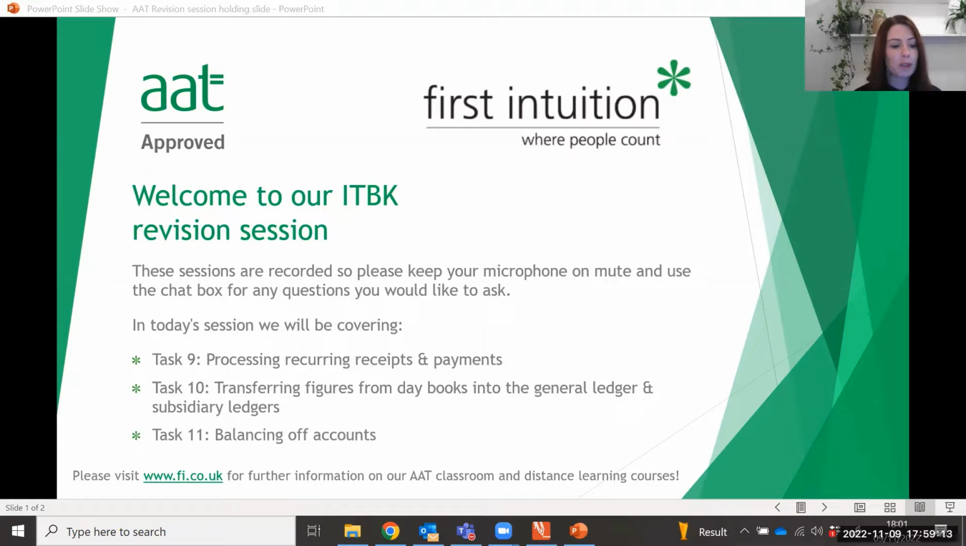So this evening, we're going to be looking at task 9 of the assessment, which is processing recurring receipts and payments using a digital accounting software system. We're also going to be looking at task 10, which looks at transferring figures from the day books into the general ledger and the subsidiary ledgers. And we'll also be looking at task 11, which looks at balancing off the general ledger accounts.